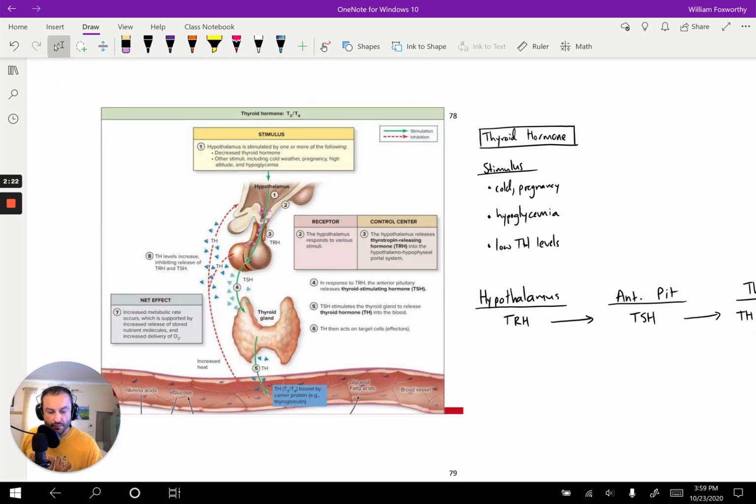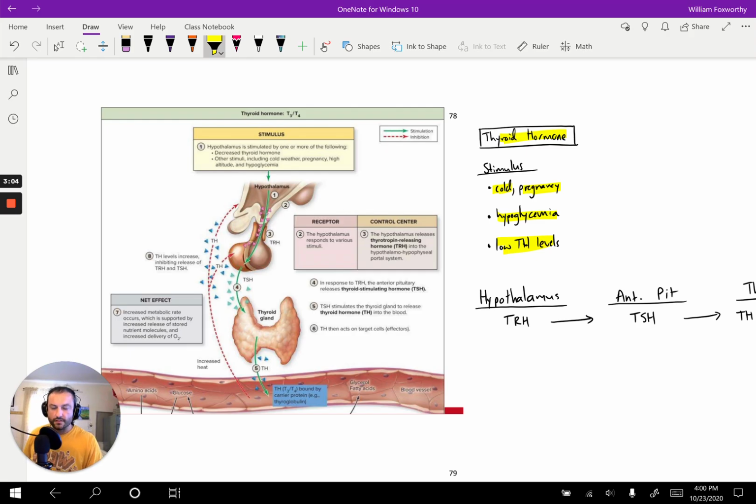So let's take a look at thyroid hormone. Like most of these hormones that we've been looking at, the pathway starts in the hypothalamus, and then we go to the anterior pituitary. The stimulus for thyroid hormone release is going to be cold, so you release more thyroid hormone during the winter. Other stimuli are pregnancy, hypoglycemia or low blood sugar, and also low thyroid hormone levels, because you're always trying to reach homeostasis. As we talked about at the beginning of last semester, the main control center of homeostasis is your hypothalamus.